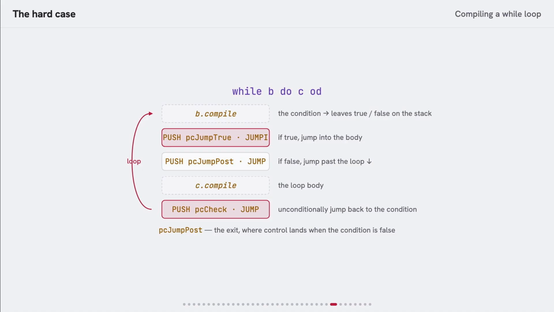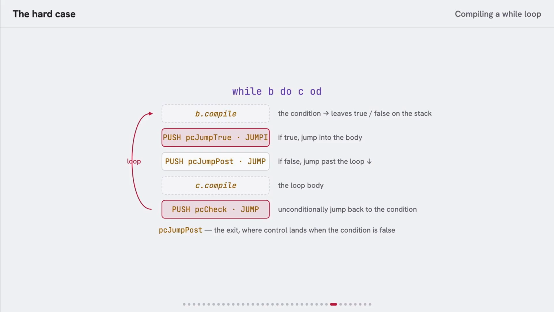First, we evaluate the conditional expression, leaving true or false on the stack. A conditional jump reads it. If true, we enter the body. If false, we jump past the loop. After the body, an unconditional jump goes back to the condition. The jump targets are just offsets set at compile time.